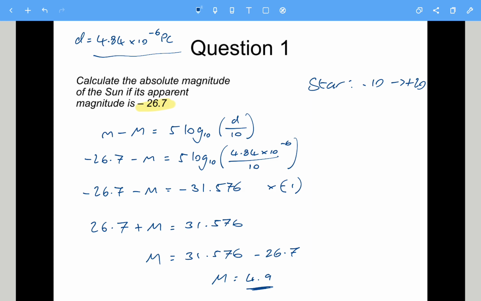So if you're looking at a galaxy, for example, there's a giant elliptical galaxy, M87. You've probably heard of it. Well, probably not. But that's got an absolute magnitude of minus 22. And for a bit of context, if you've got 60,000 stars of absolute magnitude minus 10, that's how bright that galaxy is. So same scale as the apparent magnitude, the lower the number, the brighter it is. Right, let's move on to question 2, the more challenging one.